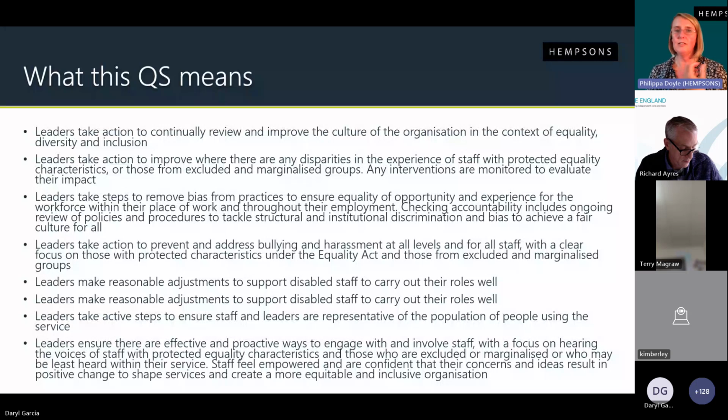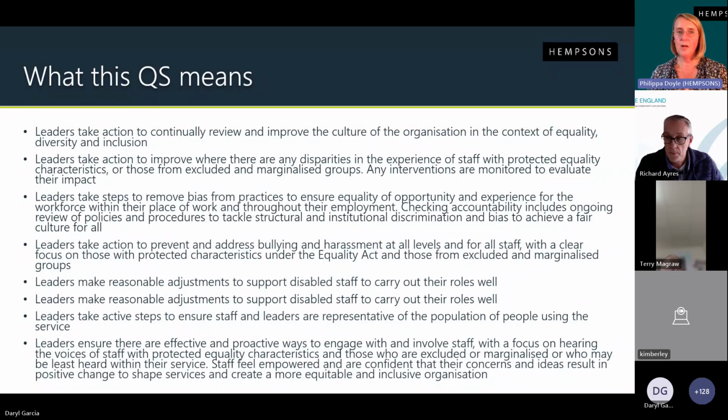Looking at the culture of the organisation in the context of equality, diversity and inclusion, leaders are taking action if there are any disparities in staff experiences, particularly around those protected characteristics or people from marginalised groups. All interventions are monitored so that we can evaluate that impact, improve that awareness and improve the support that we give to people from different backgrounds.